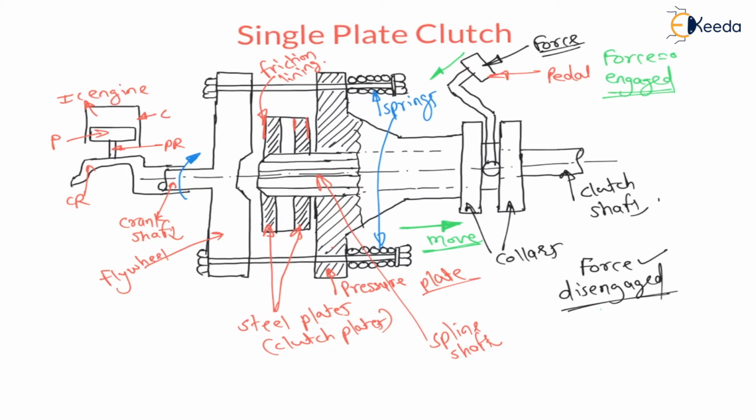The purpose of this clutch is to transfer the power at the will of the operator. From the engine, power is transmitted to the other machine parts at the will of the operator with the help of the clutch. Whenever pedal force is applied, the engine is disconnected from the rest of the parts of the vehicle.